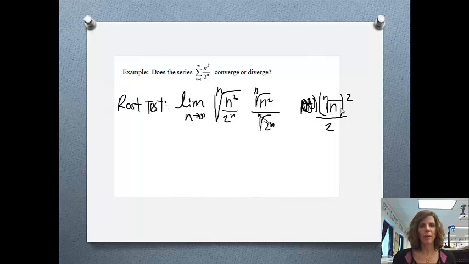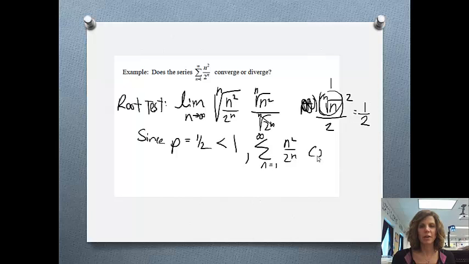Now, if you remember our limits that arise frequently, we found out that the limit as n approaches infinity of the nth root of n is going to equal 1. So we'll get 1 squared, which is 1, over 2. So we just found out that our limit was equal to 1/2. So we can now say, since p is equal to 1/2, which is less than 1, the series n equals 1 to infinity of n squared over 2 to the n, we have just found out that it converges.